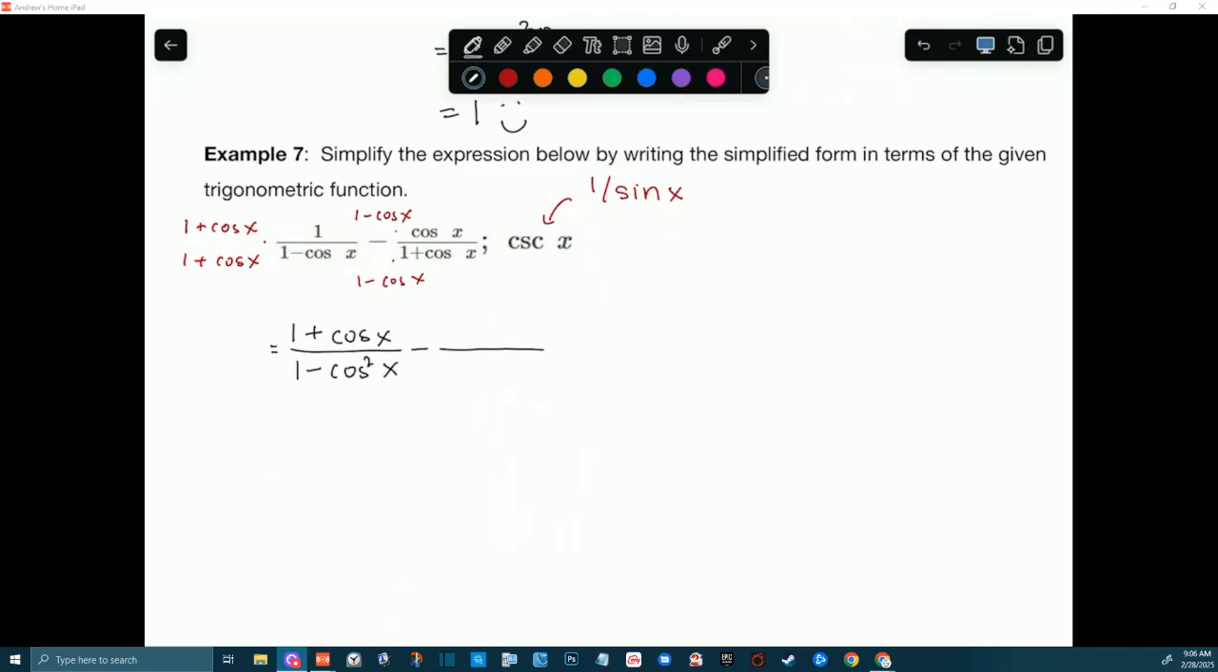Same thing for the second fraction. Denominator is going to be the same, because I see that same difference in squares pattern. 1 minus cos squared x. And then the numerator, I have 1 minus cos times cos. So I need to distribute that cos to both terms in the binomial. So 1 times cos is cos, minus cos times cos is cos squared.